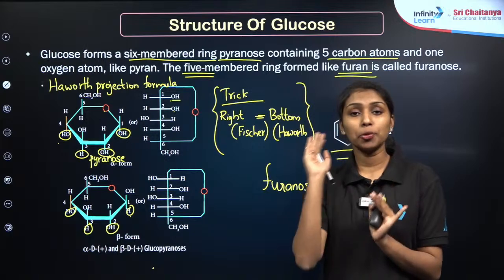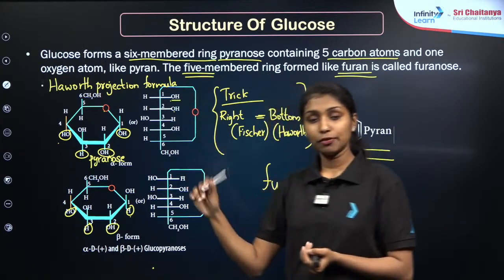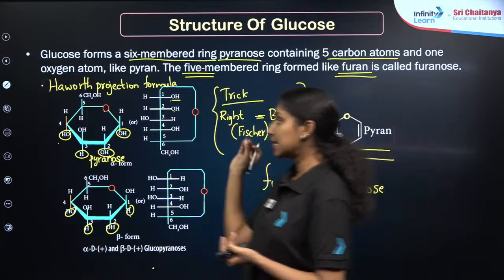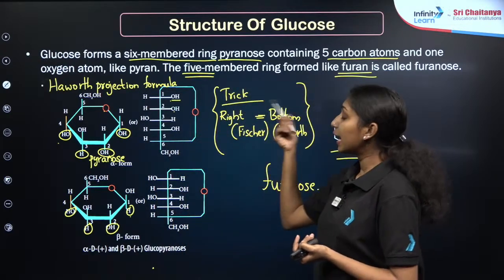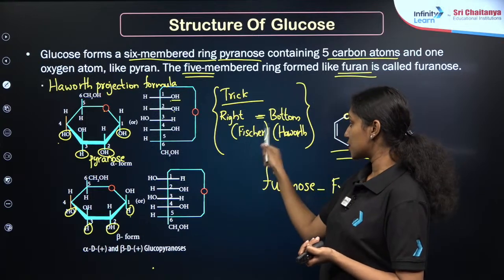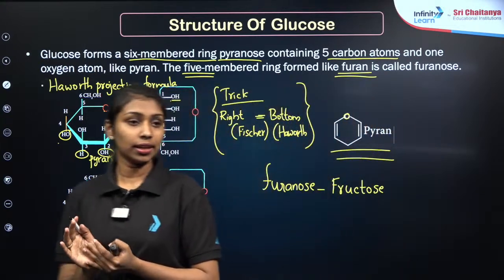The simple thing to note is that whenever you are given the Fischer projection formula, you can easily write the Haworth projection formula using the trick that any group present on the right side of the Fischer projection should be on the bottom side of the Haworth projection, and vice versa. Clear?